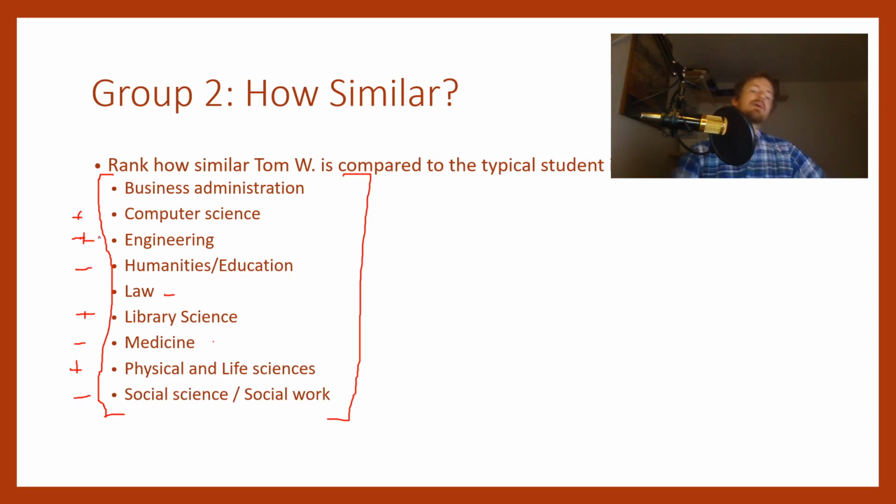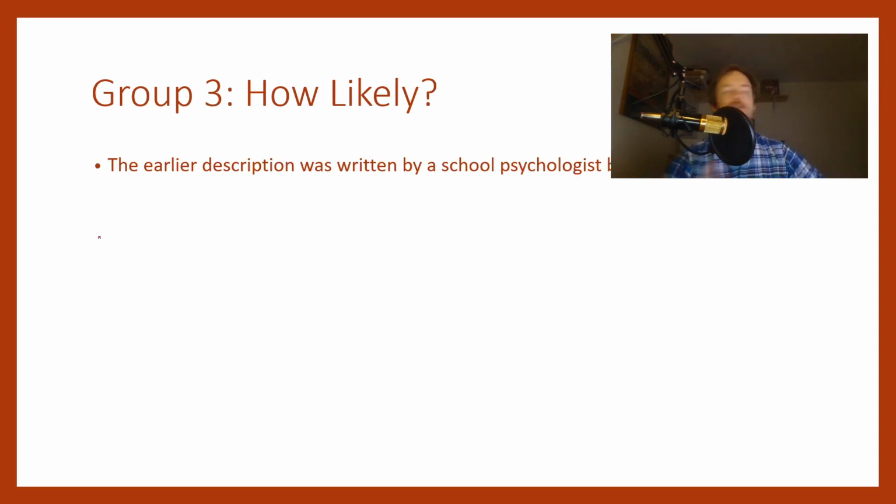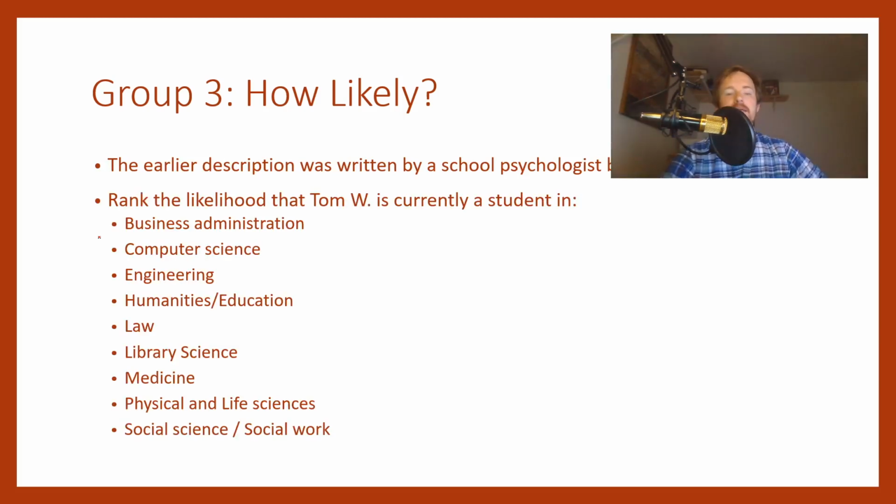All right. Group 3 then, and this is the crucial group, is asked: based on that profile description, how likely is it that Tom W. is currently a student in these fields? So again, I want you to think, how likely do you think he is in one of these programs?